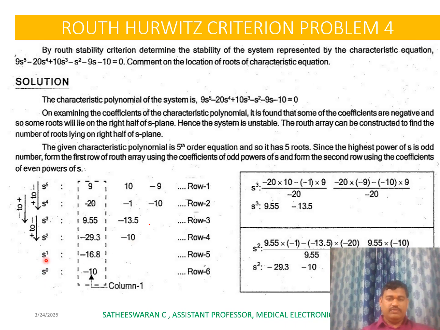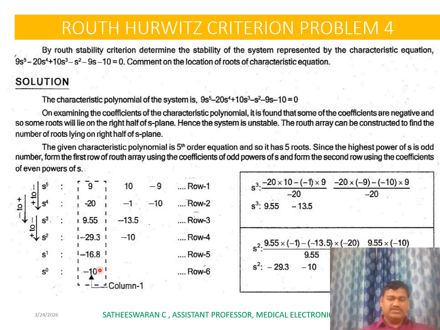We have to compute the s power 1 row. S power 1 row: minus 29.3 into minus 13.5 minus 9.55 into minus 10, divided by minus 29.3, that is minus 16.8. Similarly, s power 0 can be calculated here: minus 16.8 into minus 10 minus 0, divided by minus 16.8, value minus 10.